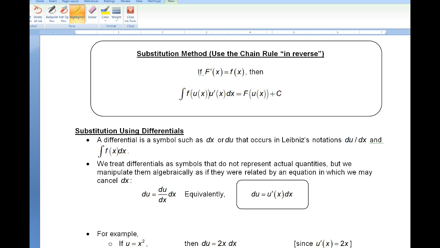Okay, here, I know this notation looks a little complicated, right? Just a little bit. Think of this as the outside. U of x, this is the inside. And then you have here the derivative of the inside.